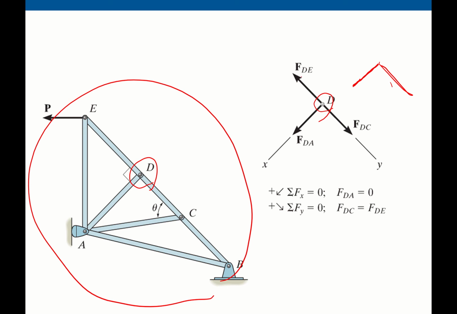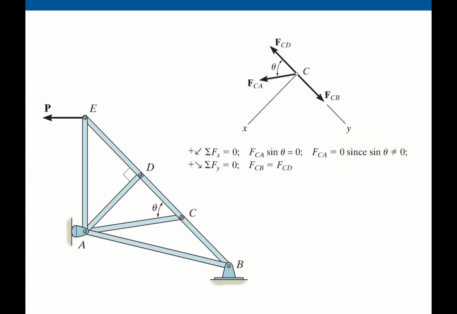So that's why force DE and force DC should be the same but in opposite directions. That's the reason why we can cancel out these two forces. That is, you can see the sigma Fy should be equal to 0, so these two forces must be the same and in the opposite direction. How about DA? There is only one force associated in the x-axis direction, so that's the reason why this force should be equal to 0. That's why point D is in equilibrium, so this one should be equal to 0.